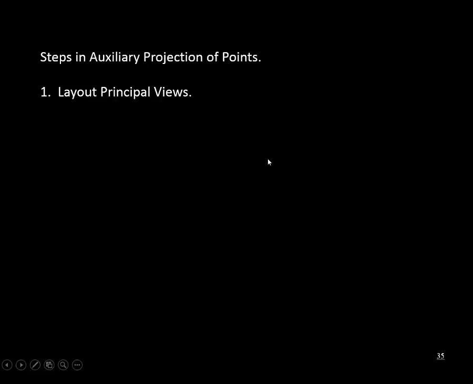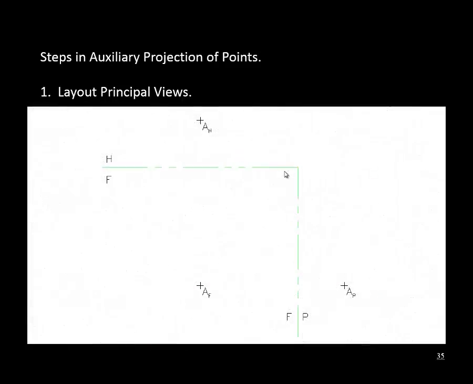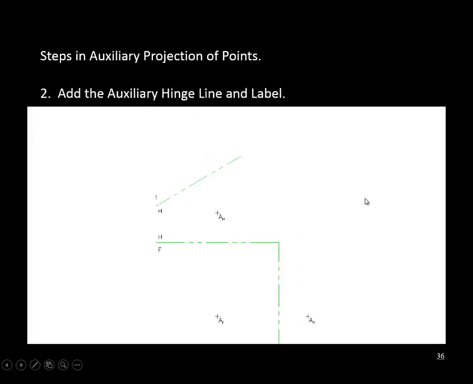Okay, so in order to find our auxiliary projections of our points, the first thing we're going to do is lay out the principal views. So most of the time our 3 views, our front, our profile, and our horizontal. So this is what we did last class period. Again, the idea of the related views, this space, how far away from the front plane is it, is the same as it is right here.